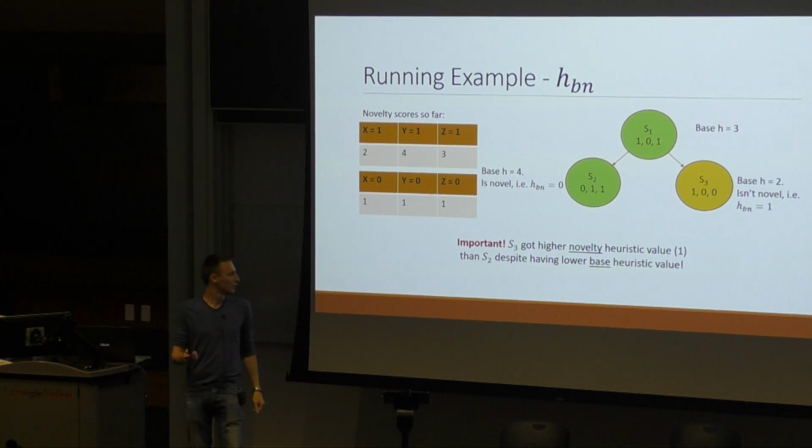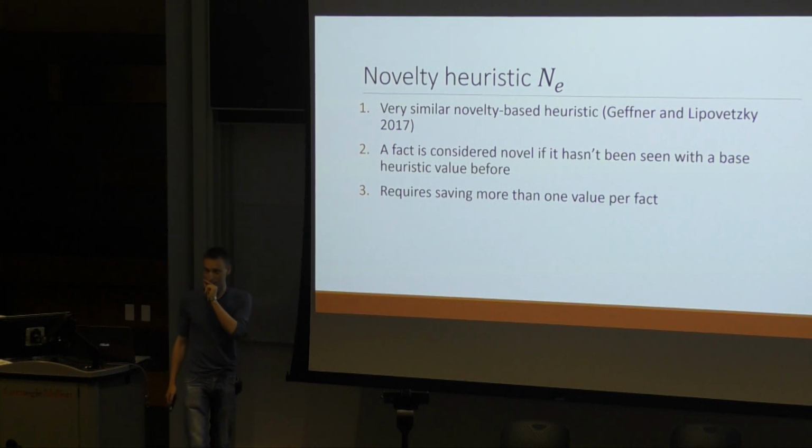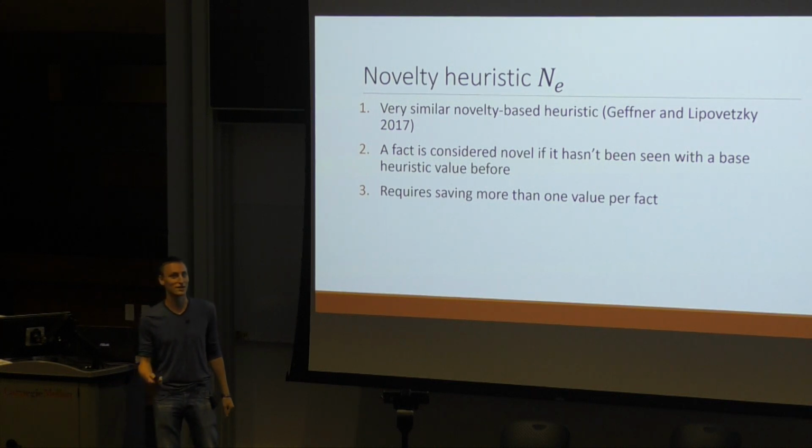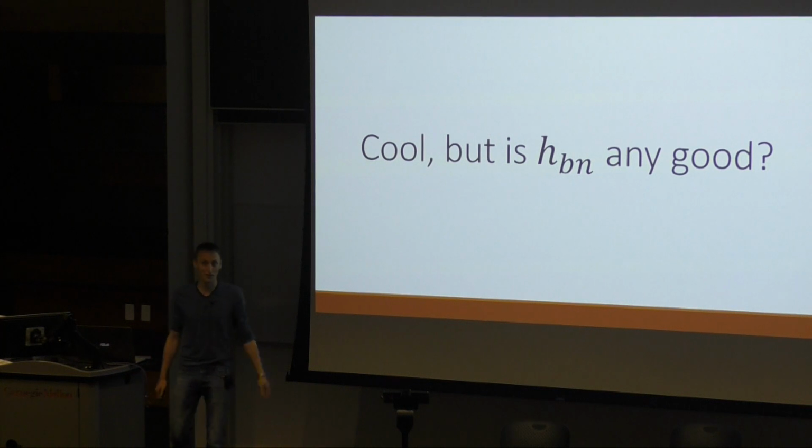All right? So there was another heuristic that was presented at AAAI this year, and they did something pretty similar, I would say. But instead of saving only the minimal value, they saved all the values for a given fact and deemed the state novel if it had some value that has not been seen before, regardless of it being less or more than a previously observed value.